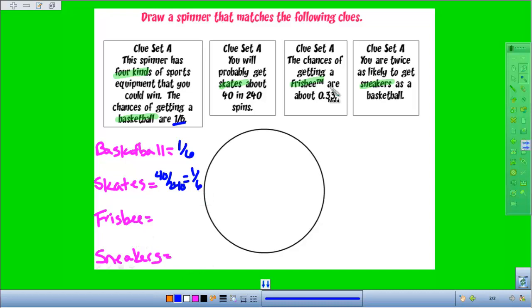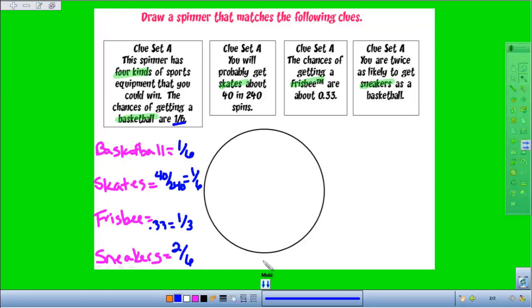My frisbee says I have a chance of getting a frisbee of approximately 0.33. We know that 0.33 is the same as 1/3. Now my sneakers clue says I'm twice as likely to get sneakers as a basketball. Well, if I got basketball 1 out of 6 times, twice that amount, times 2, would be 2 out of 6.